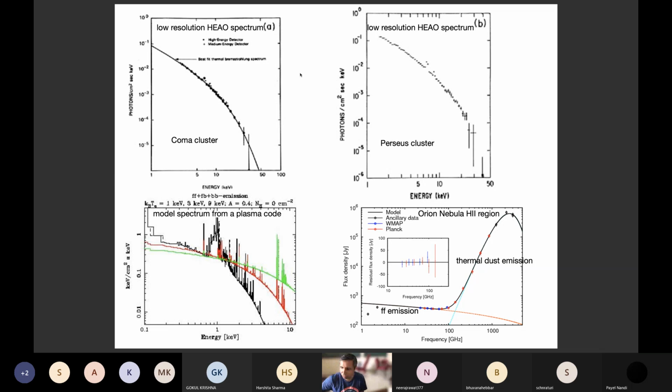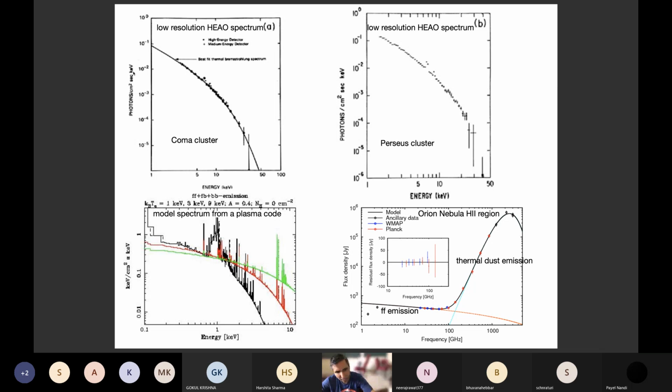So here I have 4 examples illustrating this Bremsstrahlung radiation. The most popular sources of thermal Bremsstrahlung emission are galaxy clusters, and these are real spectra from early generation X-ray telescopes, low resolution spectra, in terms of photons per centimeter square per second per energy.